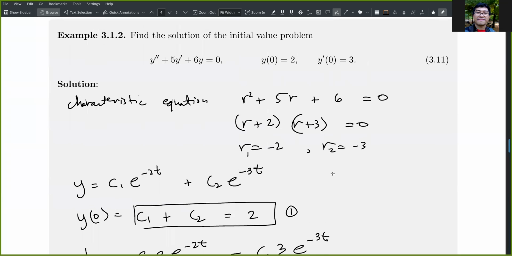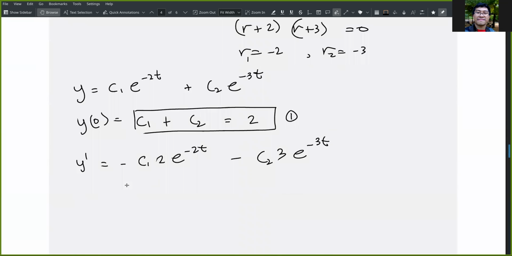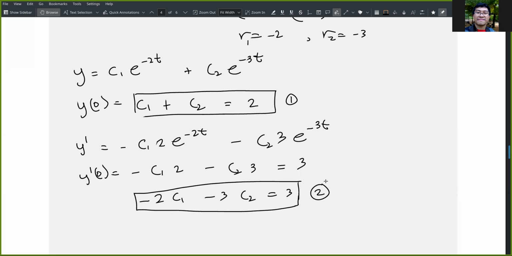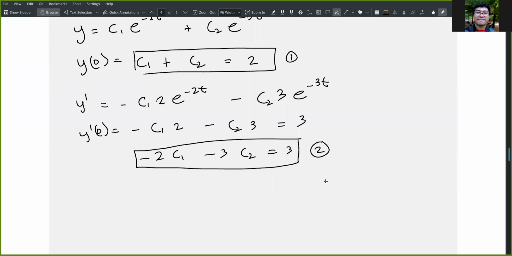And then the initial value y prime 0 equals 3. So y prime 0 equals minus c1 times 2 minus c2 times 3 equals 3. Okay, so that's minus 2c1 minus 3c2 equals 3. That's equation number 2.